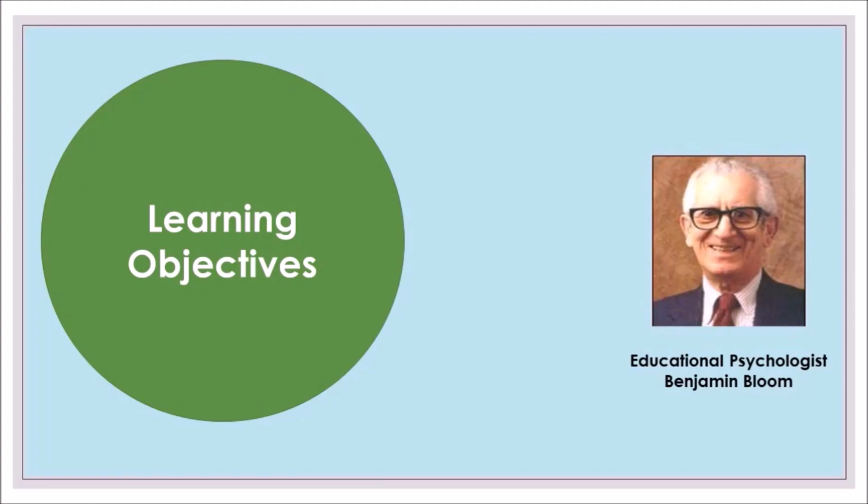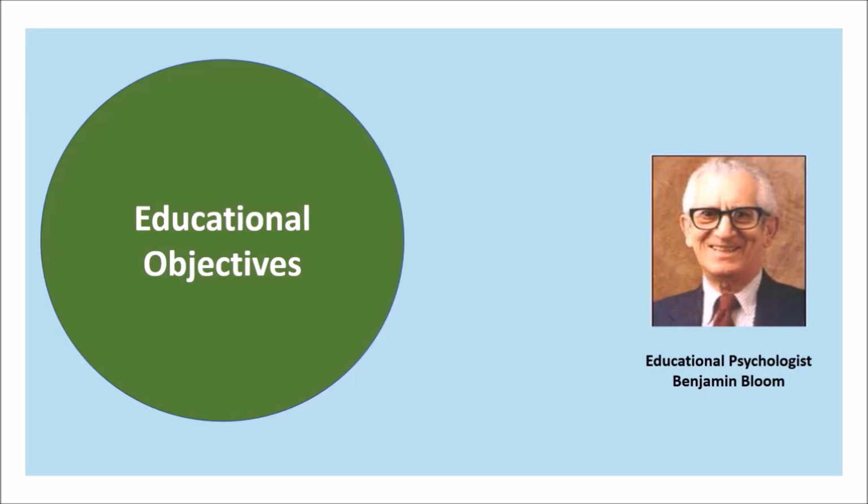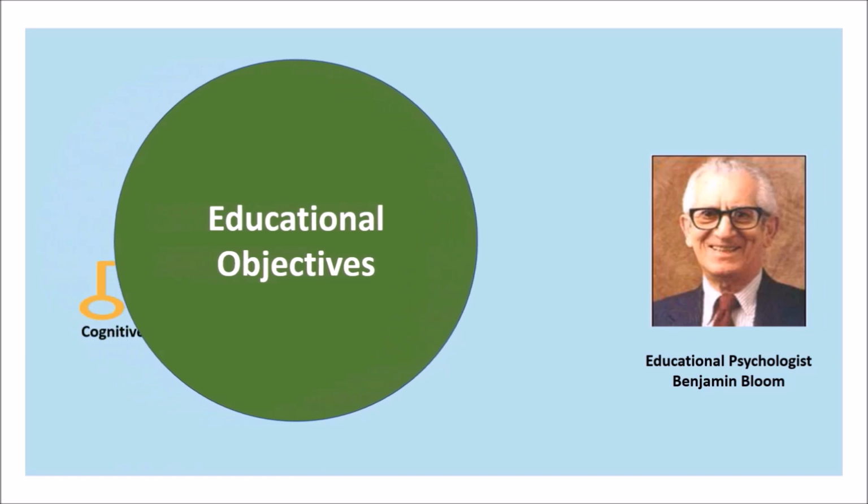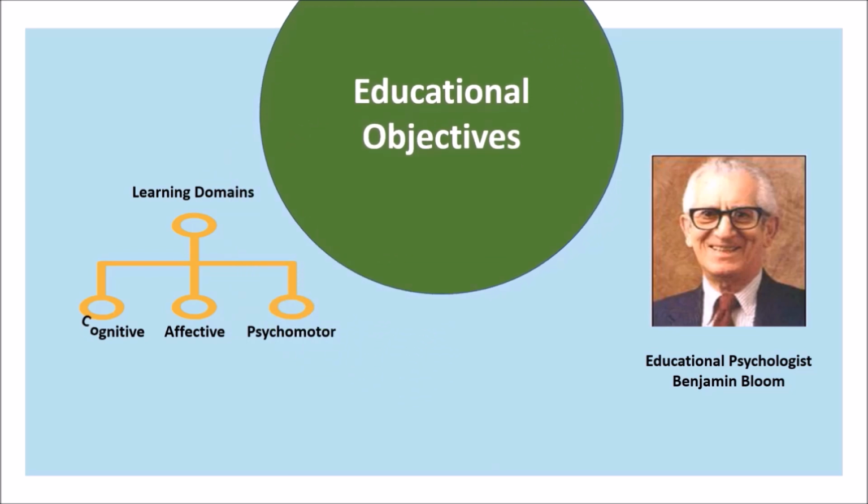This video is about Bloom's taxonomy. Bloom's taxonomy are learning objectives. In 1956, a team led by Benjamin Bloom identified 3 categories of learning domains. These were cognitive, affective, and psychomotor.